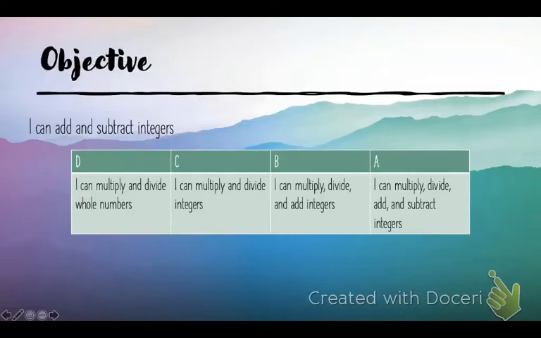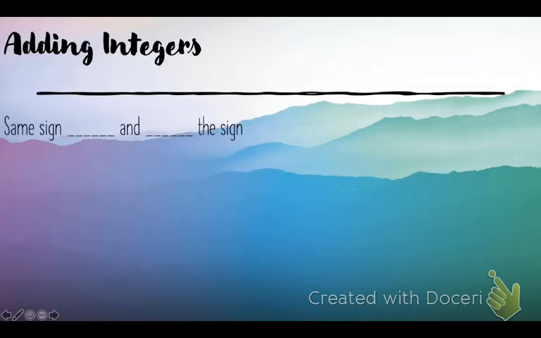Our second objective of the day is I can add and subtract integers. Okay, so if you notice, to be an A for today, you should be able to multiply, divide, add, and subtract. This is all review from last year, and I know it's been a while since you probably have covered integers, but we cover them now, and we use them a lot in the year, so they're really important. So we're going to go adding integers.